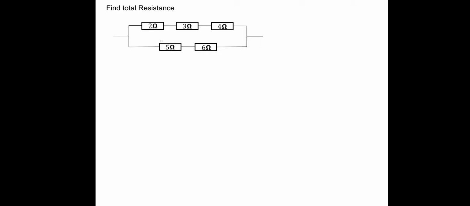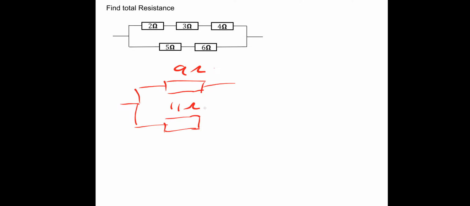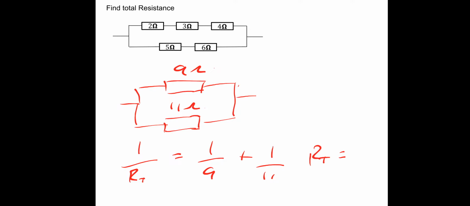Pretty straightforward. The 2, 3 and 4 are in series, and the 5 and 6 are in series. So essentially that's a 9, you could swap that for a 9 ohm resistor. And at the bottom, 5 and 6, an 11 ohm resistor. They're in parallel, so just add them in parallel. So 1 over RT is equal to 1 over 9 plus 1 over 11. Put that in your calculator, then do the reciprocal. That gives RT as 4.95 ohms.